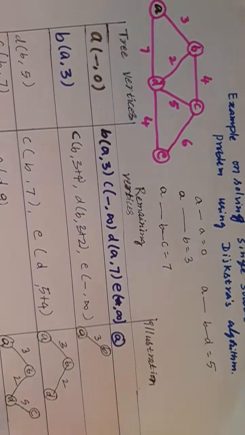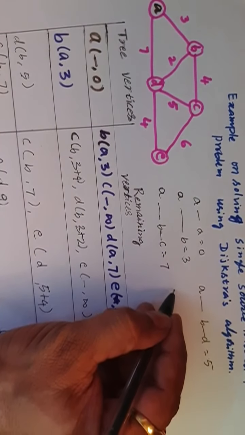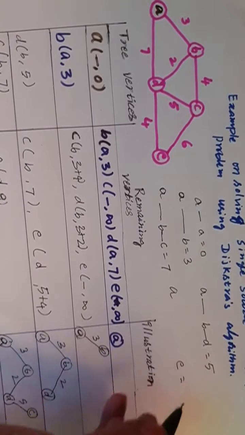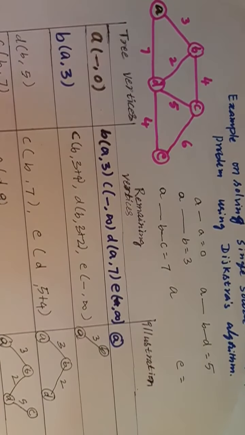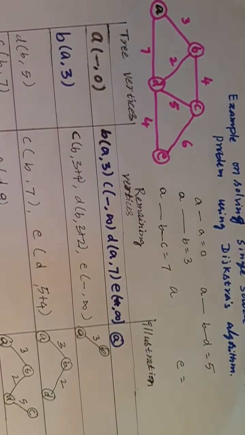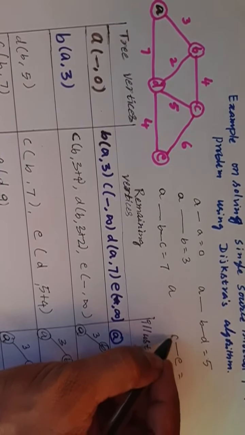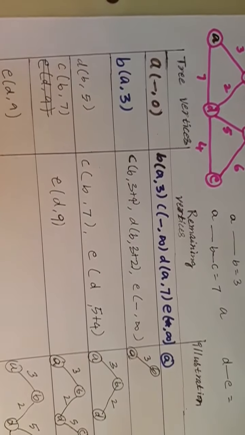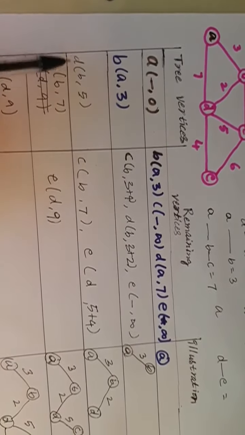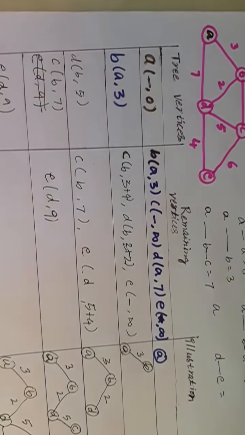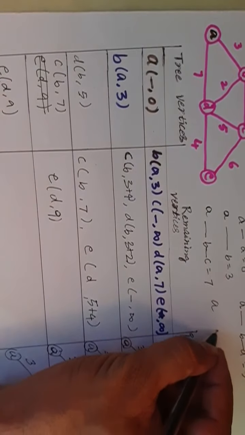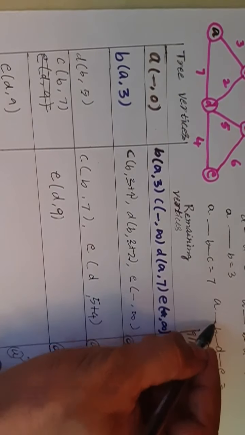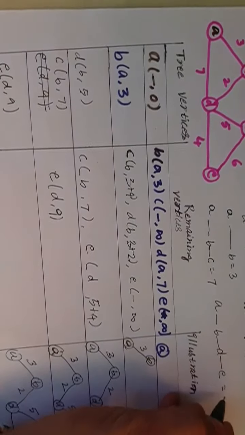Now I want to find the path and cost from A to E. A is source, E is destination. Now go to the row where E is selected. E is coming from D, and D is coming from B, and B is coming from A. What is the cost? Cost is 9.